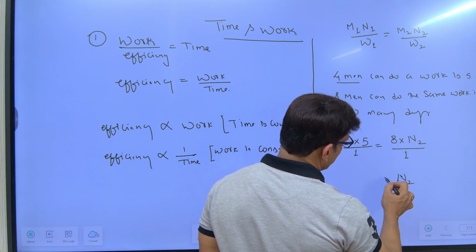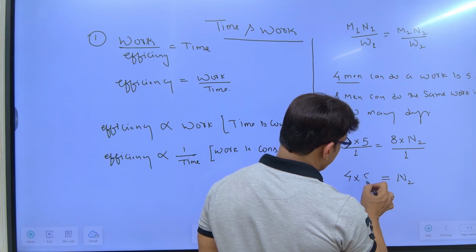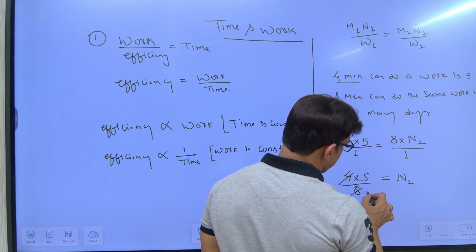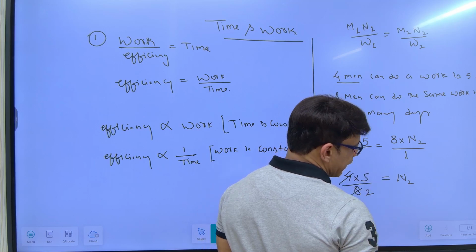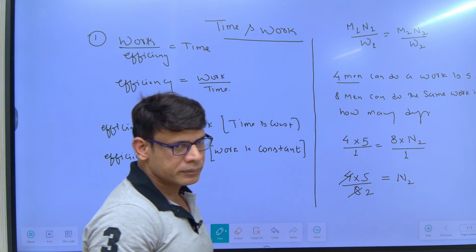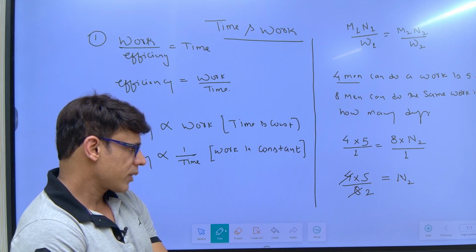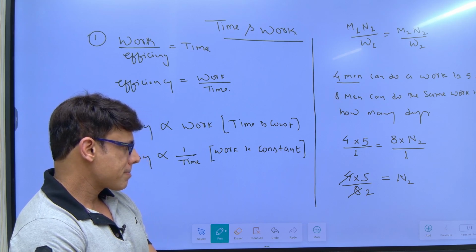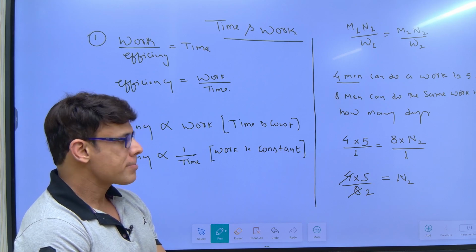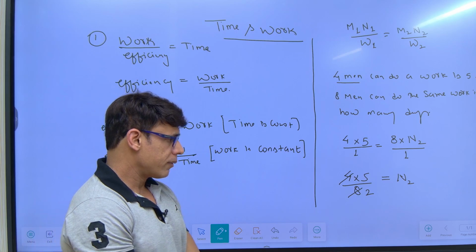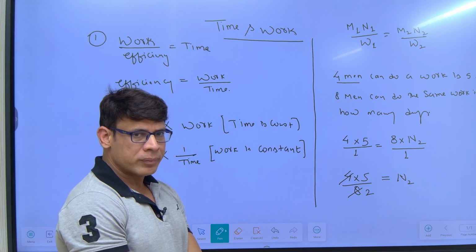So N2 will be 4 into 5 by 8. Answer is 5 by 2 days. Clear?